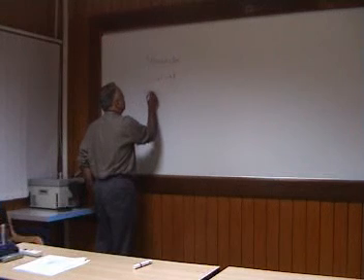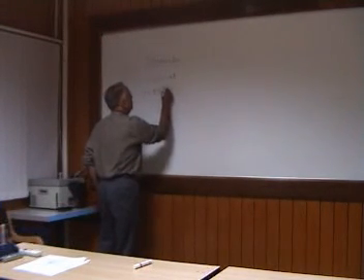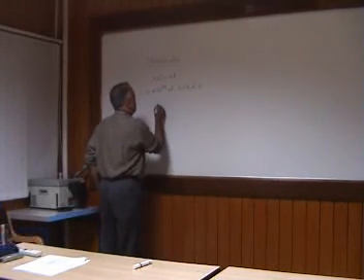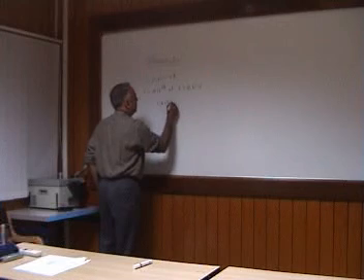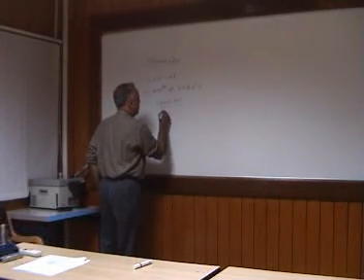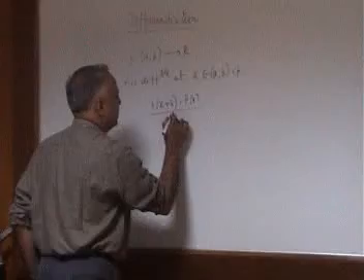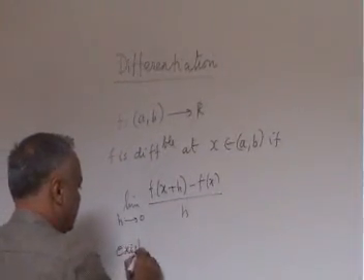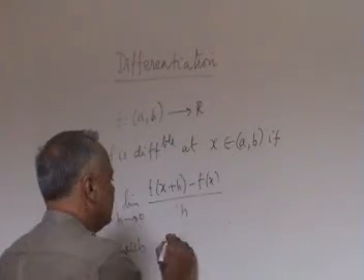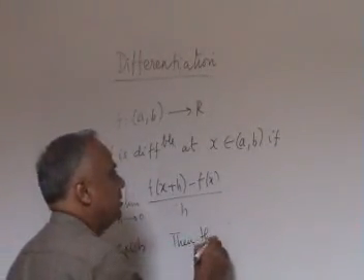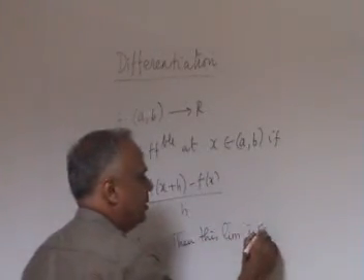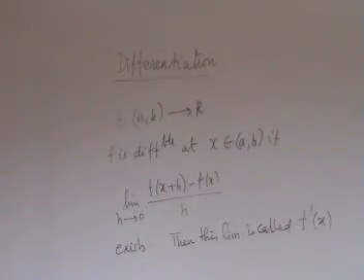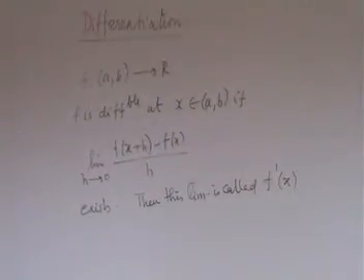and say f is differentiable at x belonging to (a, b). If the limit of f(x plus h) minus f(x) divided by h, as h tends to 0, exists, then this value and this limit is called the derivative of f at x and is denoted by f prime x.